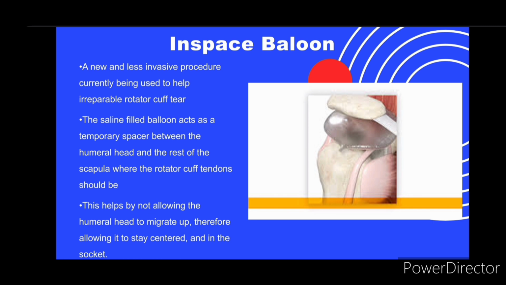This new and less invasive procedure uses a saline-filled balloon as a temporary spacer between the humeral head and the scapula where the rotator cuff tendon should be. This allows the humeral head to stay in place and centered so they can rehabilitate easier and retain the muscles that are still intact as a healthy, functional joint.